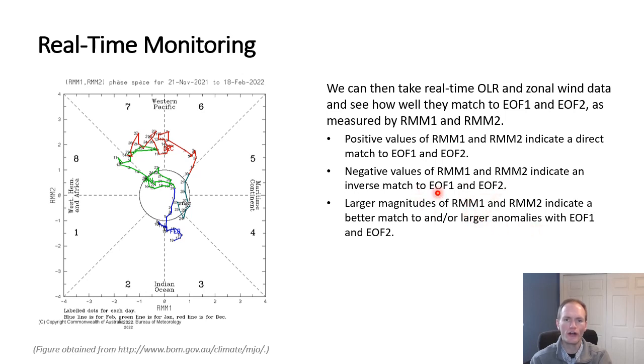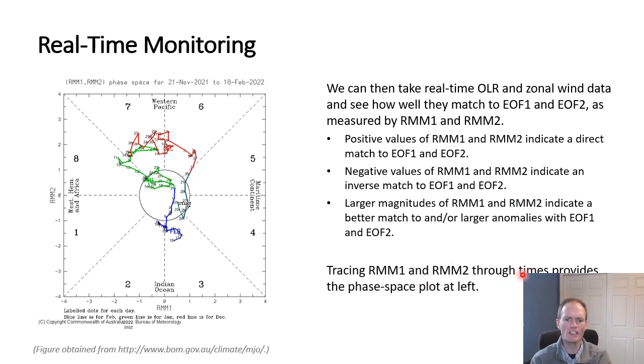So if you have a large value of RMM1, that's not just a better match to EOF1, but it's implying that the zonal wind and outgoing long-wave radiation anomalies associated with the real-time data are particularly large. And likewise for RMM2, it would imply a better match to the EOF2 structure, and that the anomalies associated with the real-time data are particularly large in magnitude.